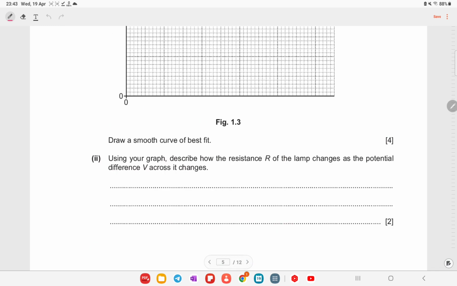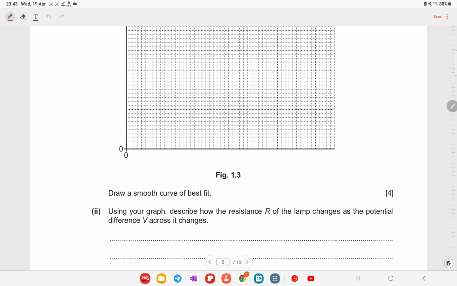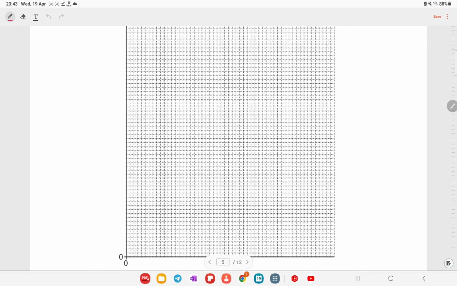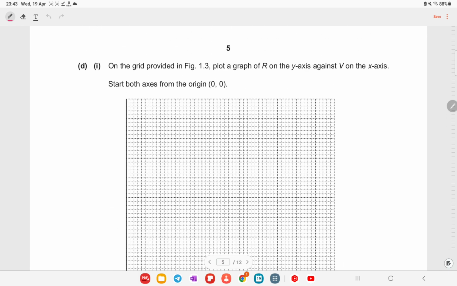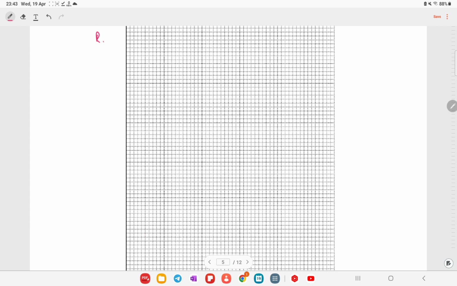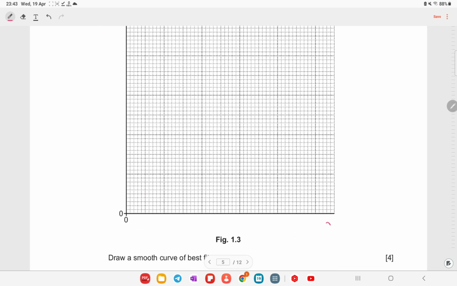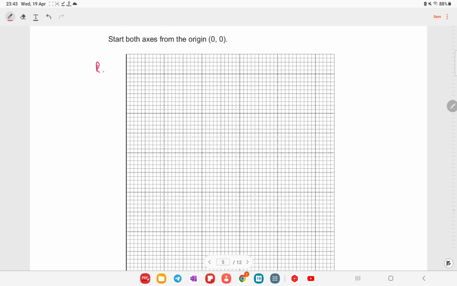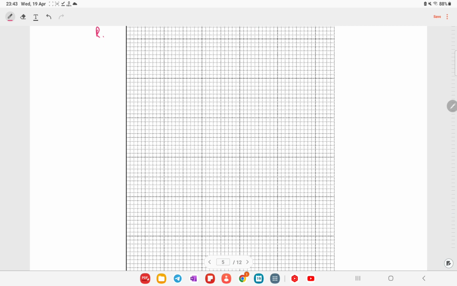Okay, let's move to the next question, and it states that you have to plot the graph of the values on the grid provided. On the y-axis you have the resistance. First of all, you have to label the axes, and on the x-axis you have the voltage. Then we have to look at the data and plot those values.